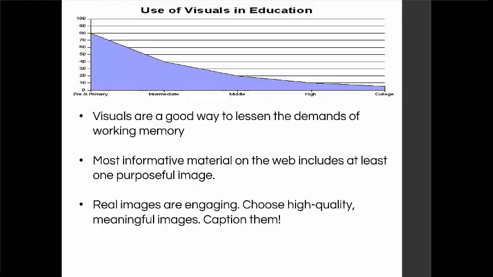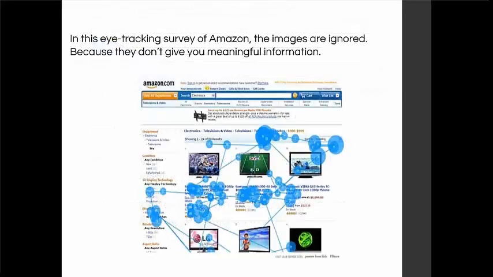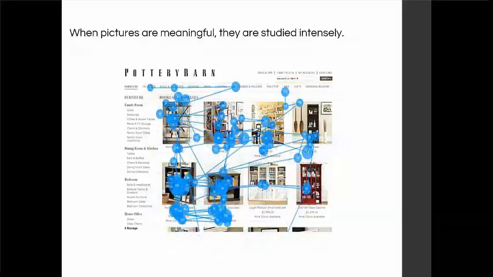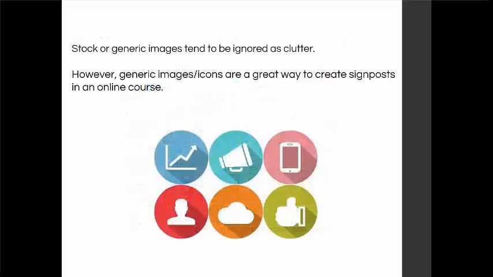So you want to make sure that you do touch upon that stuff. And you can see, we want to try and use purposeful images, a meaningful image. If you're just going to put an image in for the sake of putting an image, nobody's going to look. This is a great example from Amazon.com of people not looking at an image because it doesn't matter to them. Whereas Pottery Barn, when the picture is meaningful and purposeful, they're going to be studied a lot more intensely by people. And these are eye tracking surveys showing where they look.